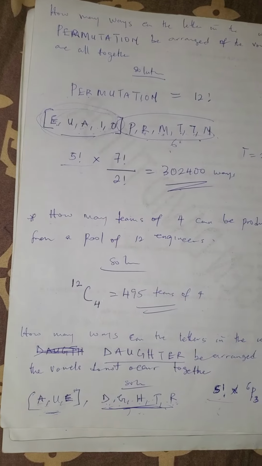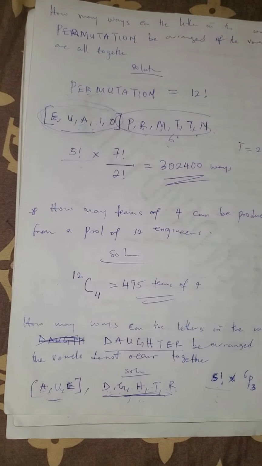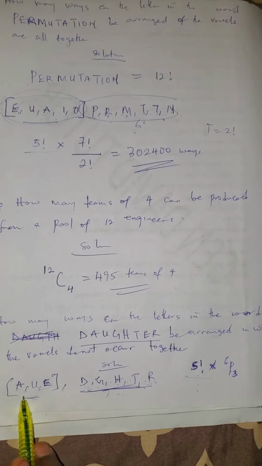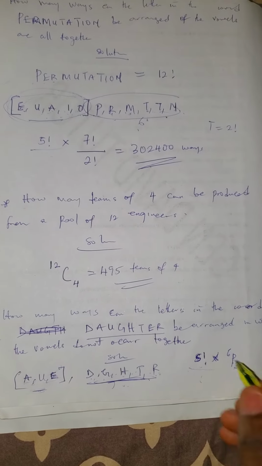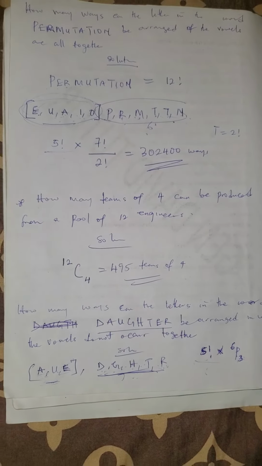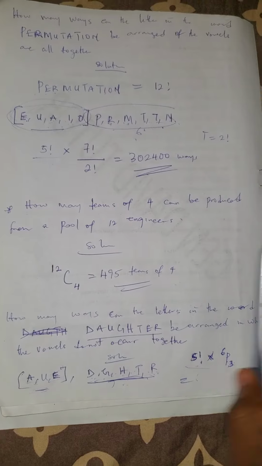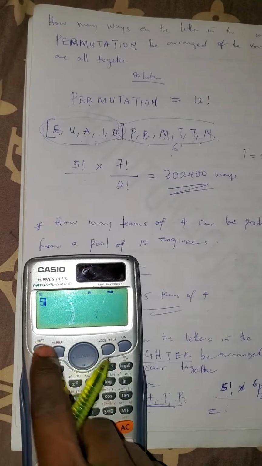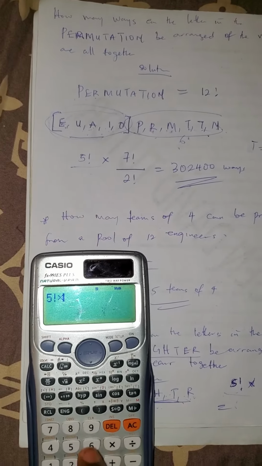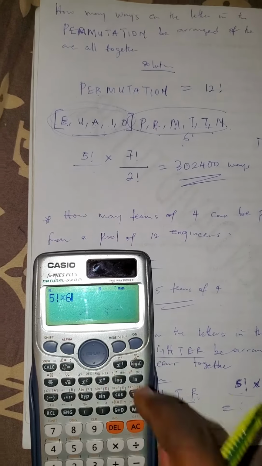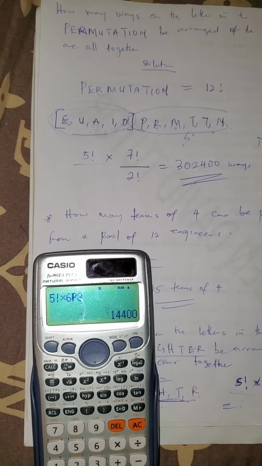So, and we only have what? We only have 3 letters, the three letters AU. That's why we have it to be 6 permutation 3. So we now press this on the calculator: 5 multiplied by 6 permutation 3.